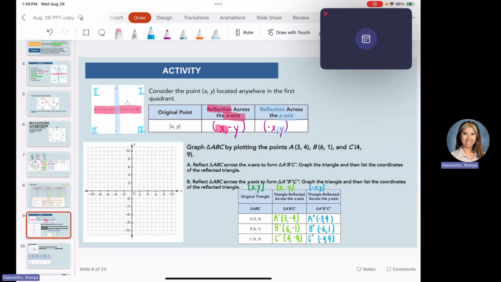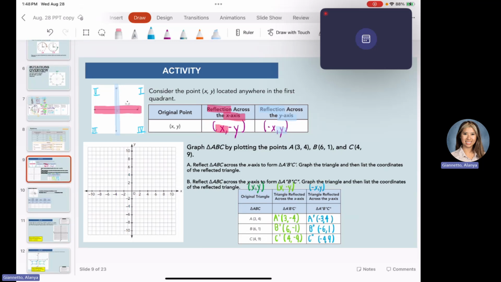So for now, we're going to skip past the graphing because I just want us to get a grasp and understanding of the rules.